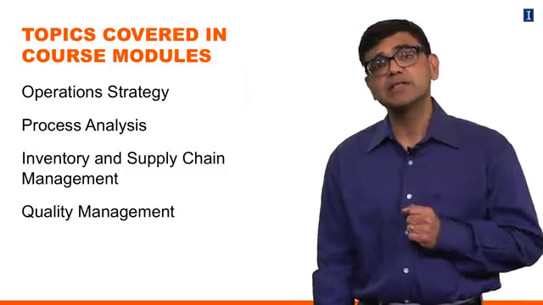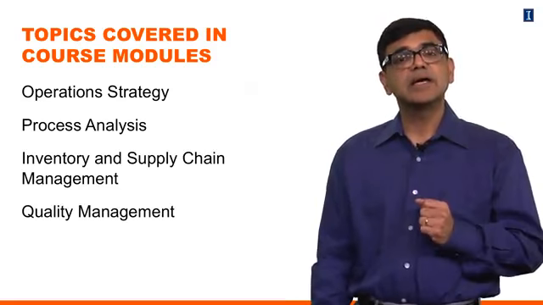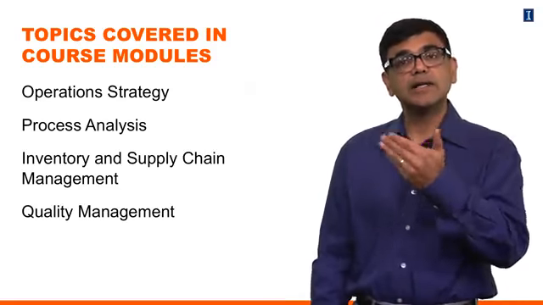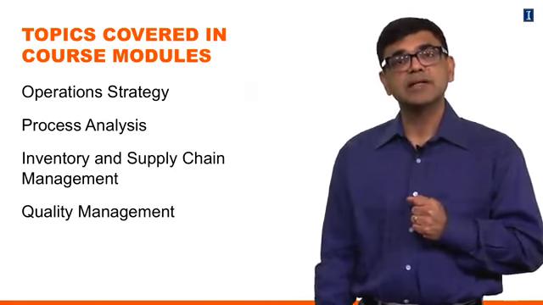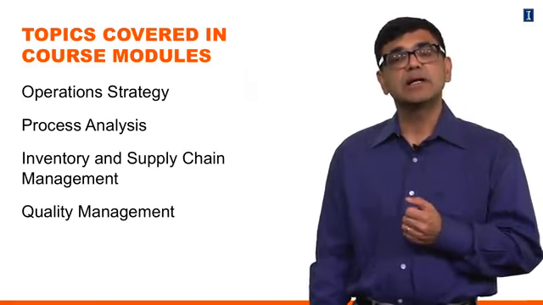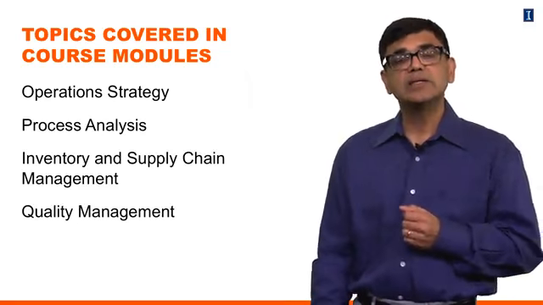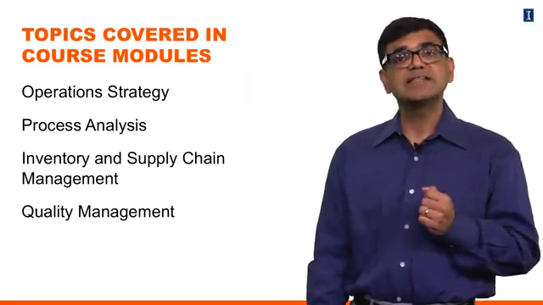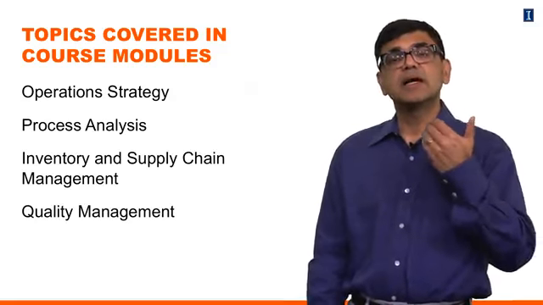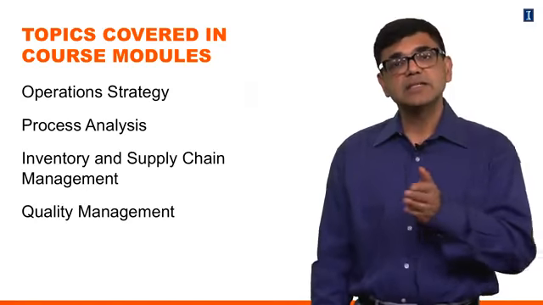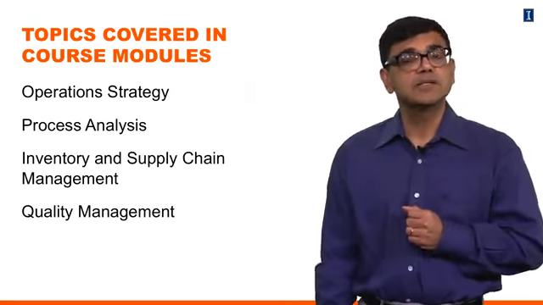In terms of the specific topics for each of the modules, you've seen operations strategy, more from a strategic level. How does an organization decide what kind of customers they want to pursue and how do they pursue them? You've seen from more of a tactical perspective, process analysis, how do companies make decisions about process capacity utilization, or what goes into making those decisions, as well as some ways of assessing processes in terms of work in process inventory, your throughput rate, as well as the throughput time that it takes for products to go through a particular process. In the third module, you've seen inventory and supply chain management.